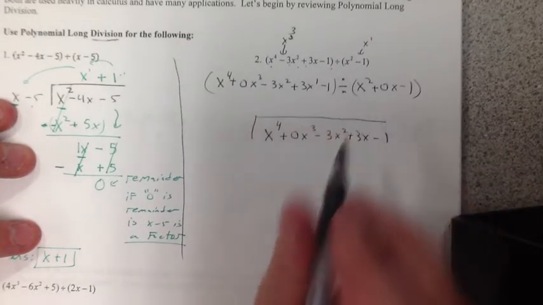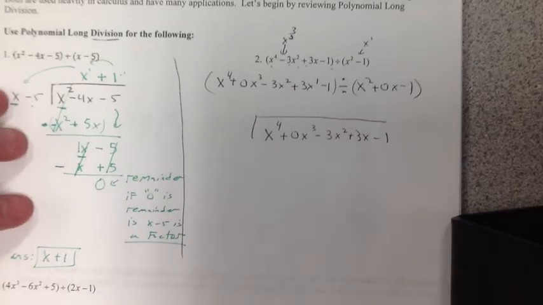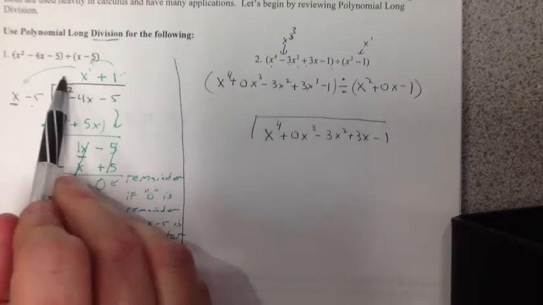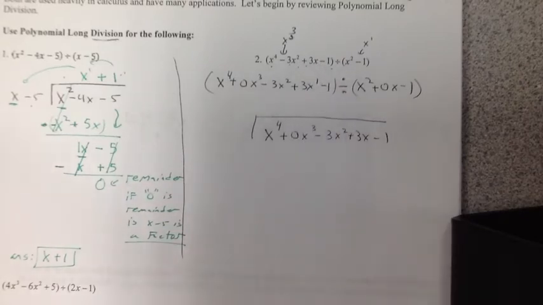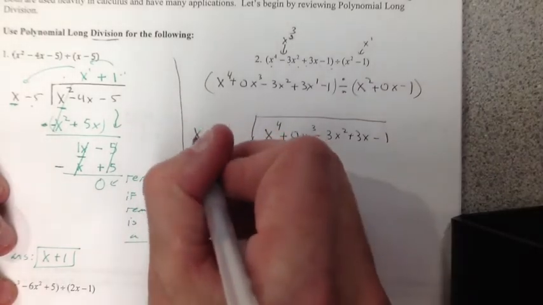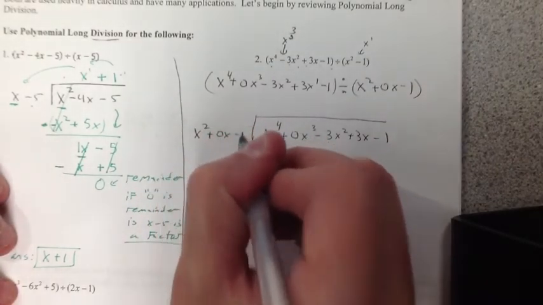Now, we will be talking about synthetic division. Most guys are like, can't we just use synthetic division? Yeah, for a problem like number 1, we can. But for a problem like number 2, synthetic division is much harder, so we actually prefer polynomial division here. So we get x squared plus 0x minus 1.